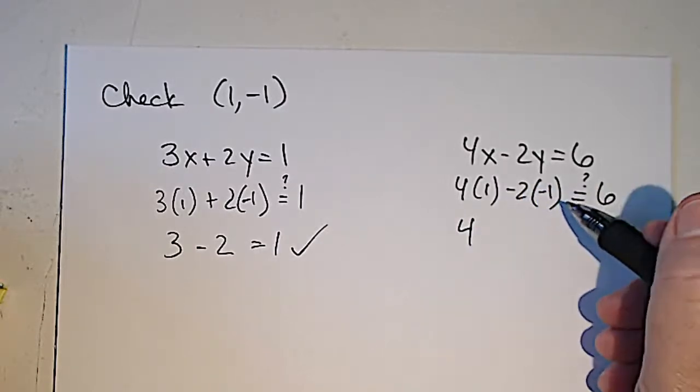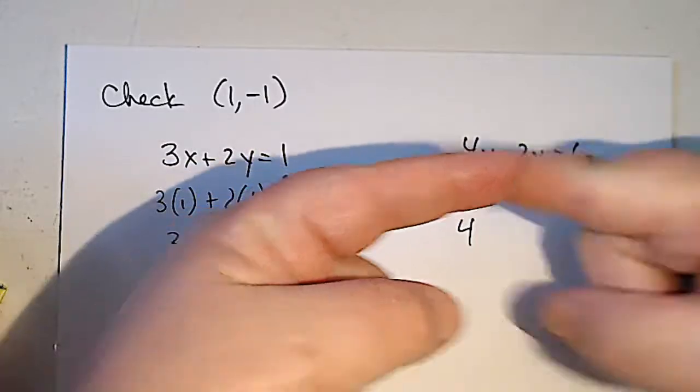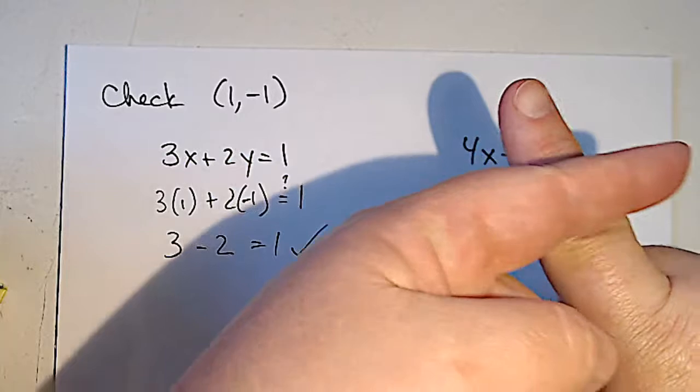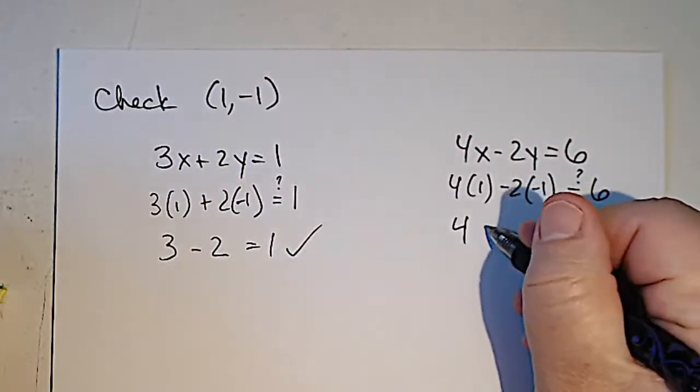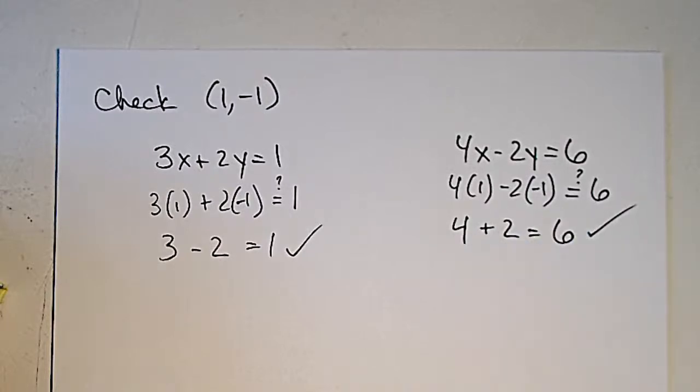Now, -2 times -1. I get to do it. Two minuses go together, make a plus. Woohoo! Two minuses make a plus. Yay! So, both equations worked. We've checked our answer. Our answer is correct.